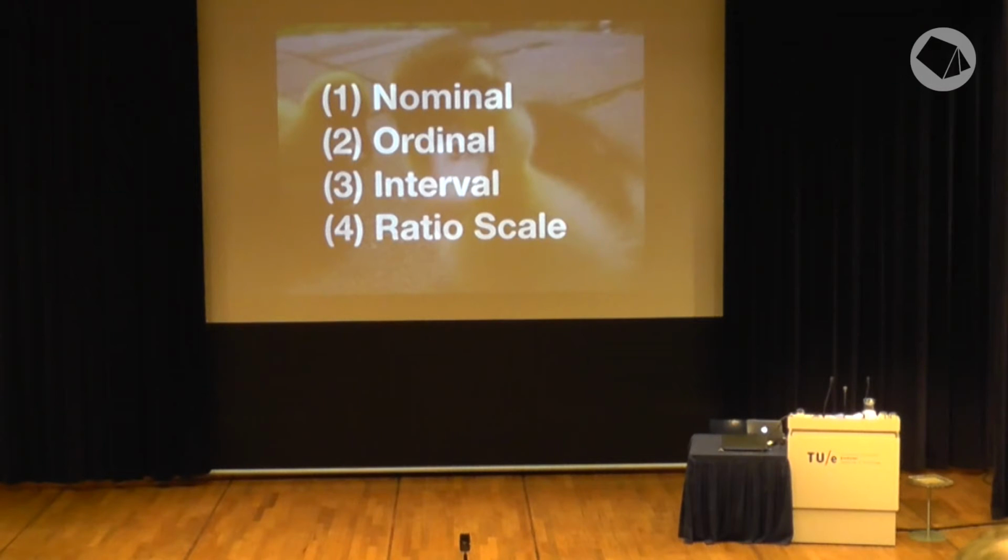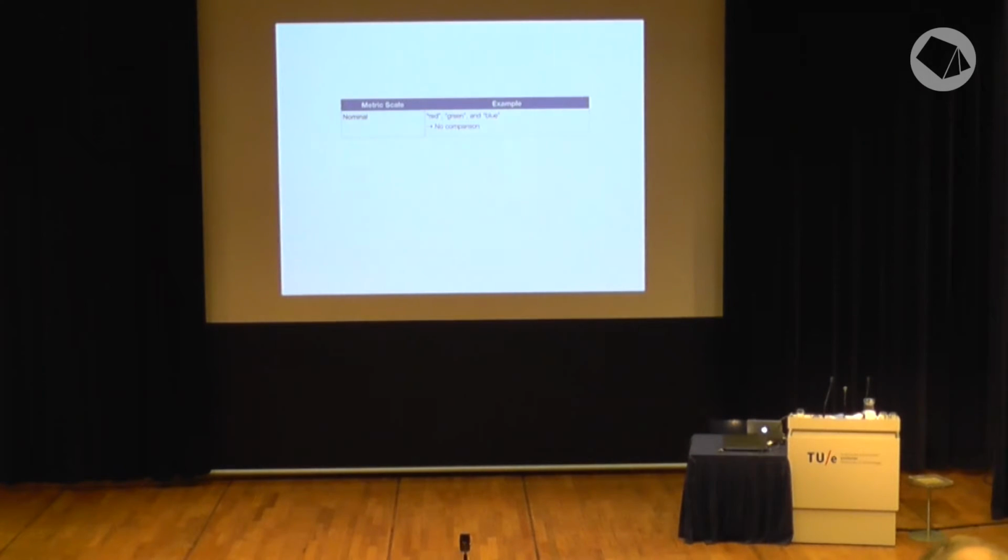And there's a scale from nominal over ordinal to interval and ratio scale. And I have a quick example for that here. The nominal scale means that you basically cannot do any comparisons at all. If you have something like yes or no, or red, green, blue, there's no order between things. So that's just the basic level of the nominal scale.